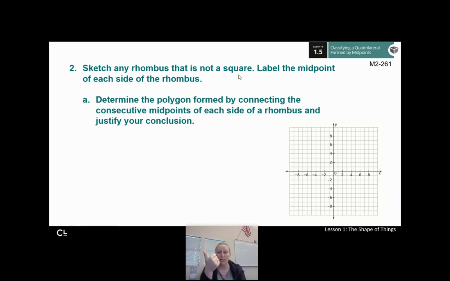So start by making a rhombus. Then find the midpoints of each side of your rhombus. And then, if you connect it up, figure out what it is that you found. Go ahead and hit pause. You've got a bit of work going on here. And then hit play when you're ready to check your work.